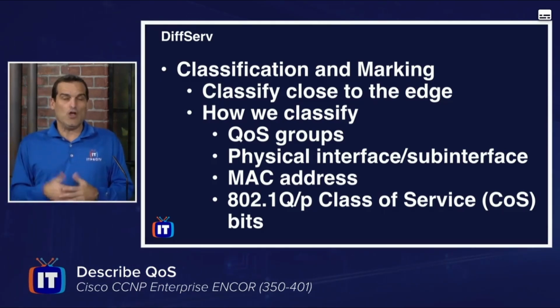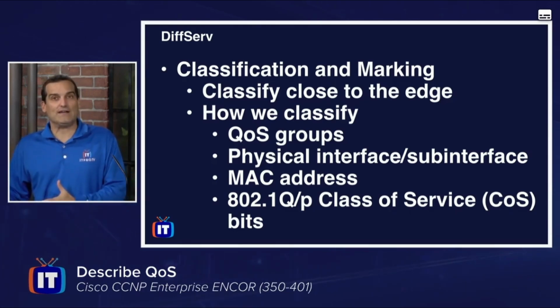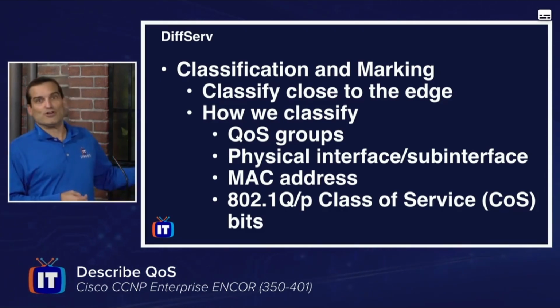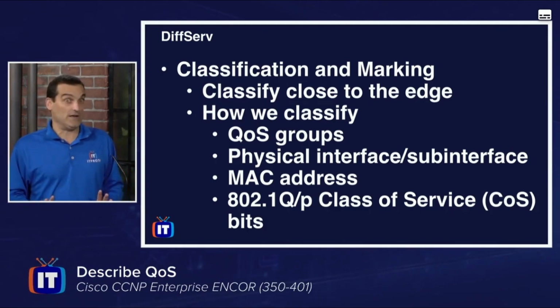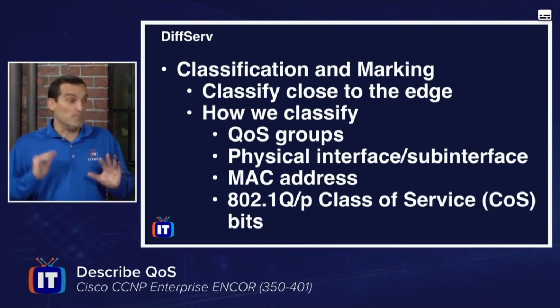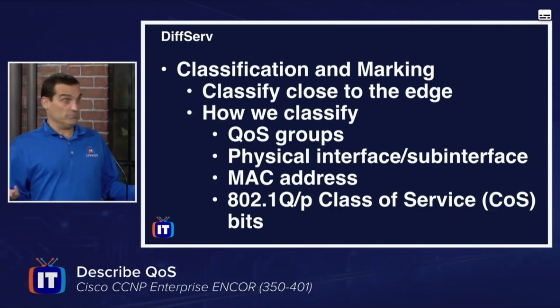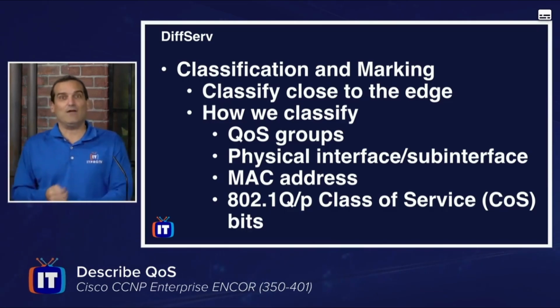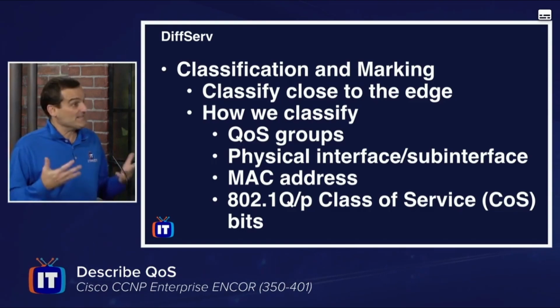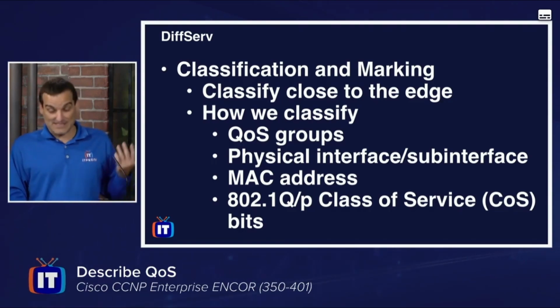You could do it by MAC address. Or you could have traffic that already has quality of service markings. This is the beauty of the differentiated services approach. Let's say we partner with some organization and they're like, hey, we have high priority transactional traffic that we need to send into you. We've marked it as high priority. Great. All we need to do is trust their QoS markings, and then they will get the treatment that we want inside our organization. So the first step is classification. The second step is marking.